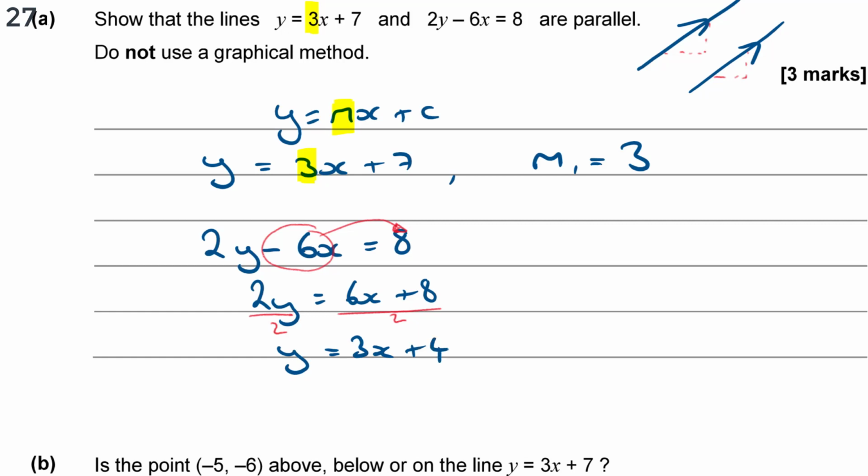So now it is in the form y equals mx plus c, and you can see the gradient there is also 3. So I can say that m2 is also equal to 3, and therefore m1 equals m2. So they are parallel. Okay, done.